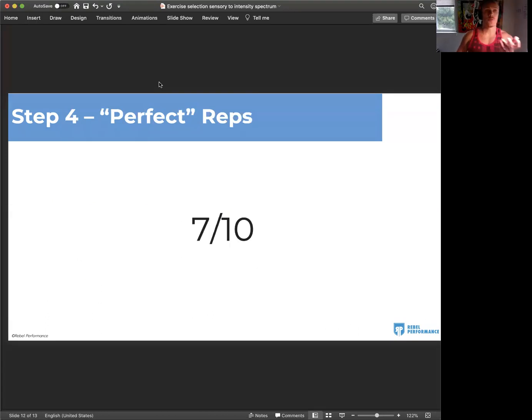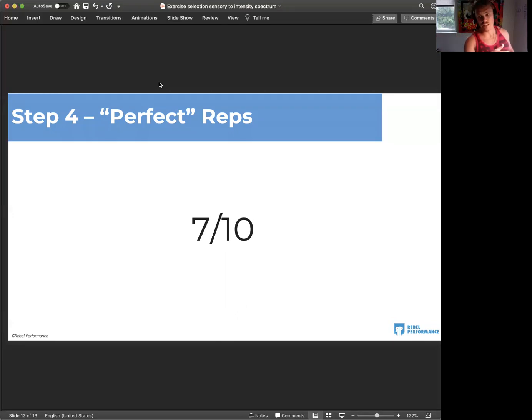All right, step 4 is perfect reps, right? So if we're giving an exercise to someone, and this is gonna be more of a sensory bias thing, I wanna see 7 out of 10 reps look about as perfect as I can draw it, but I want to see the athlete, the person in front of me, have to work and struggle a little bit for 3 of the reps. Because if they just blow through 10 reps and they're all perfect and there are no issues, right, it's too easy. I missed the boat somewhere.